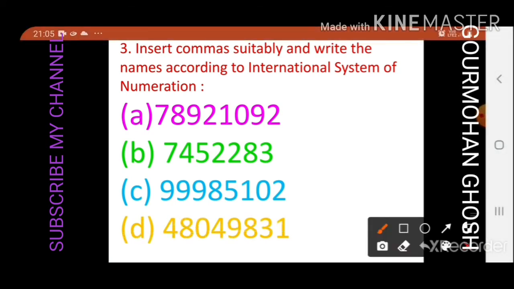Then you see the next number, again the same way you put the comma here, 3 digits from right to left, then 3 digits. This is as per the international system of numeration. Then the number is, you see, 48 millions 49,831.